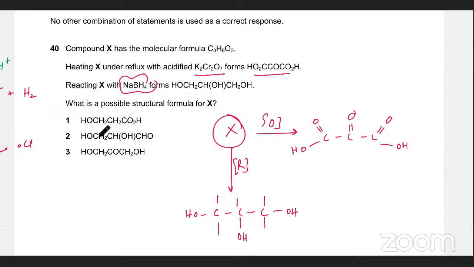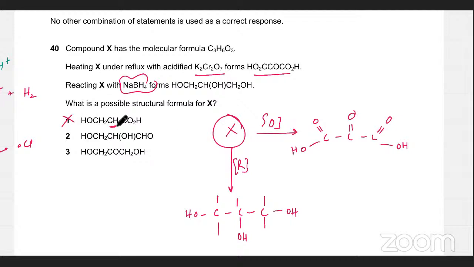So he's saying, what is the possible structure of X? Let's start with the first one. I don't think the first one is possible. The first carbon atom is an alcohol, so that will turn into a carboxylic acid if you oxidize it. The last carbon atom is already a carboxylic acid, so it's going to remain unchanged. So you'll get two carboxylic acids. The middle part you can't turn into a ketone by just oxidation. So that's not possible. So 1 is wrong.